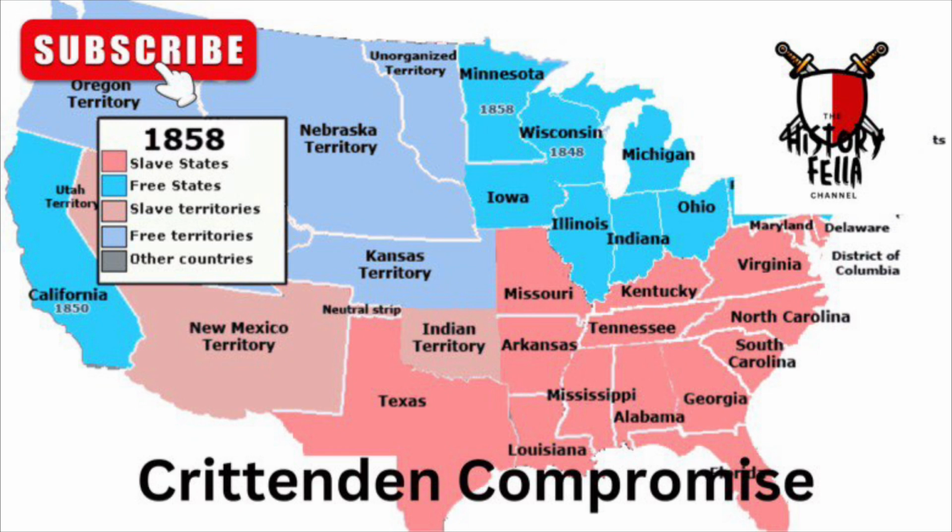In this video we're looking at the Crittenden Compromise. The Crittenden Compromise was an unsuccessful proposal to permanently enshrine slavery into the United States Constitution and thereby make it unconstitutional for future Congresses to end slavery.